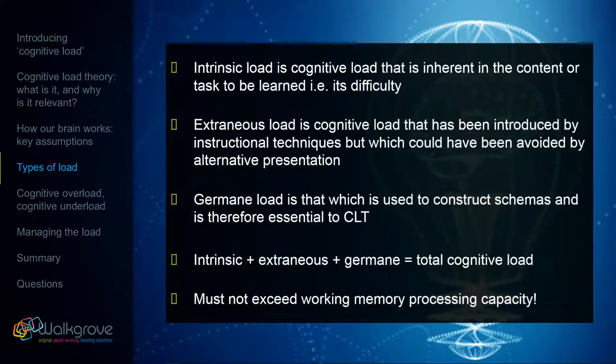Essentially, if you add these three types of load up, the intrinsic load, the extraneous load, and the germane load, you get the total cognitive load. And that's what's really important. What you therefore need to do is look at that equation and say, well, is that more than the working memory processing capacity, or is it less than it is? And say, okay, is that good or bad?